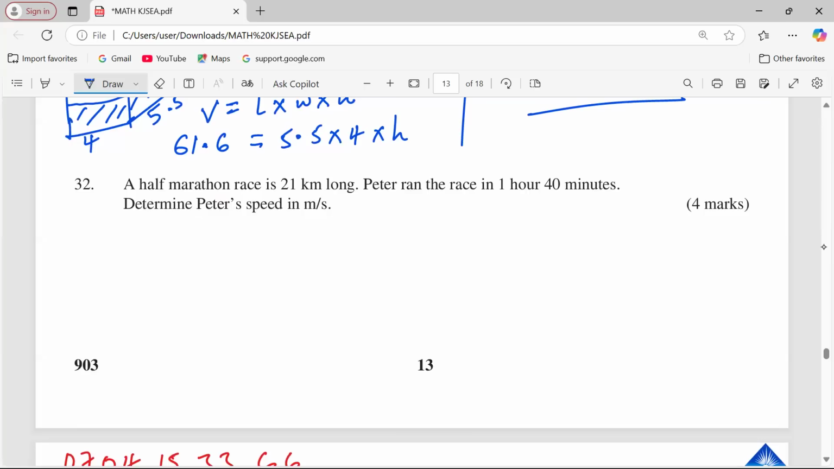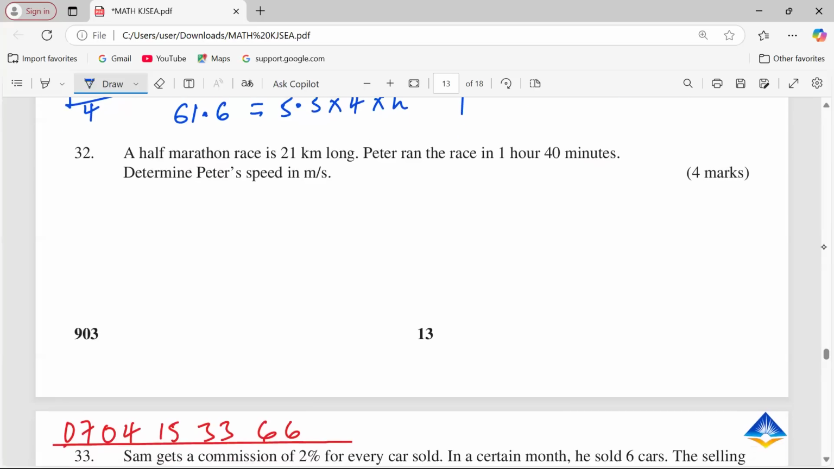The time is here in hours and minutes, we make it also seconds. Then we divide directly. So we say that 1 km is equivalent to 1,000 meters. So how can we make 21 kilometers meters? We multiply. This becomes 21,000 meters. So our distance is already in meters. What about time? We make it seconds.